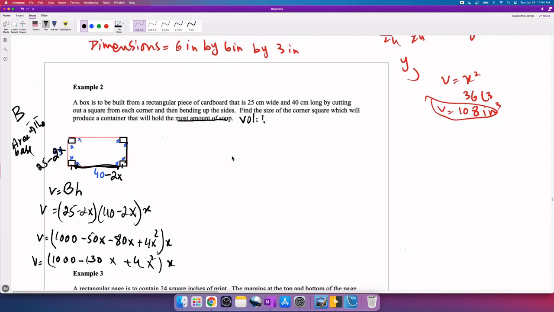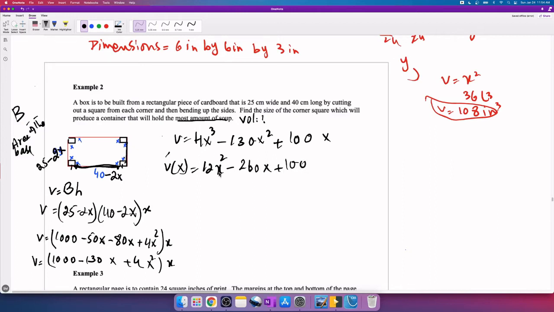Now we're going to distribute that x. So volume is equal to 4x cubed, I'm putting it in order, x squared times x is x cubed. Then I have minus 130x squared and plus 1000x. Now we can take a derivative of that. V prime of x would be 12x squared minus 260x plus 1000. So this is what I got for the derivative.